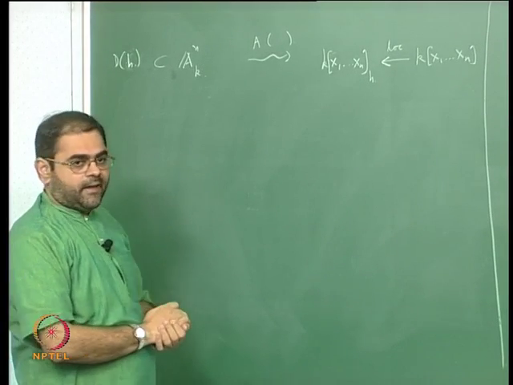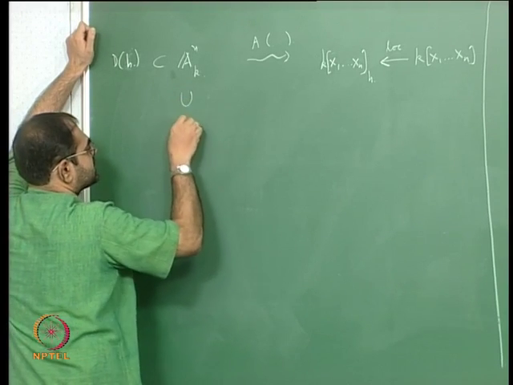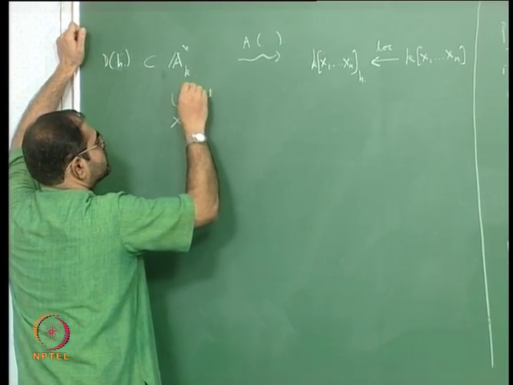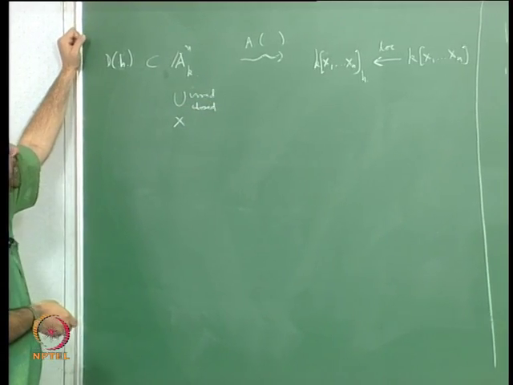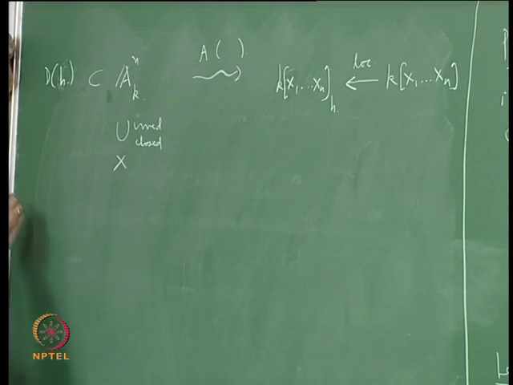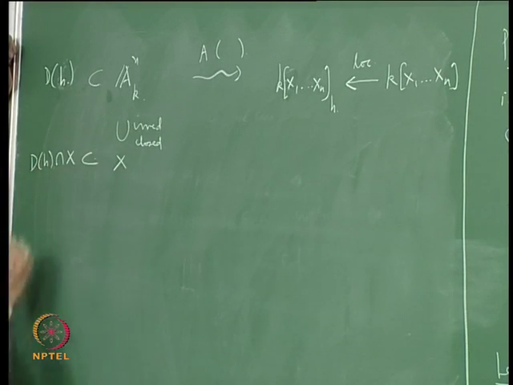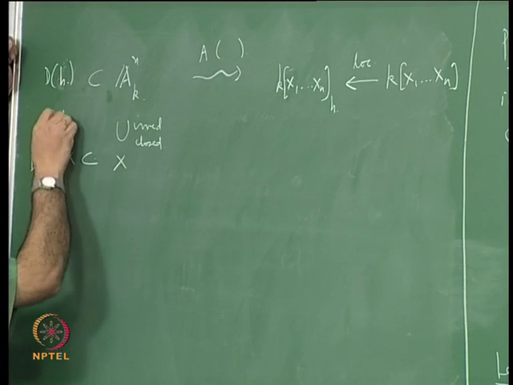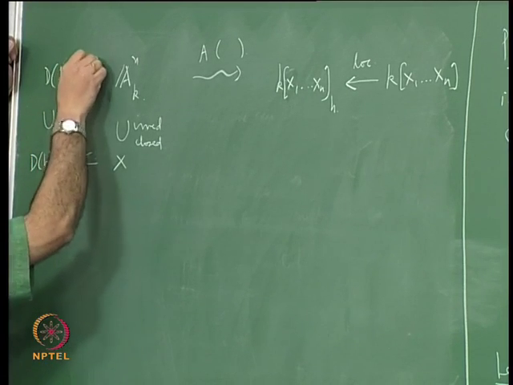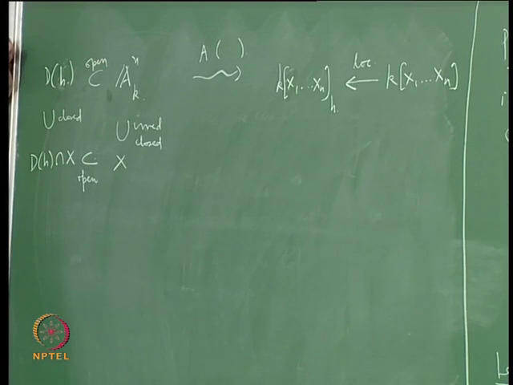Now if I take an irreducible closed subset X, then I can also look at D(H) intersected with X, which is inside this. So you see, this is closed, this is open, and this is open. This is how the diagram looks.